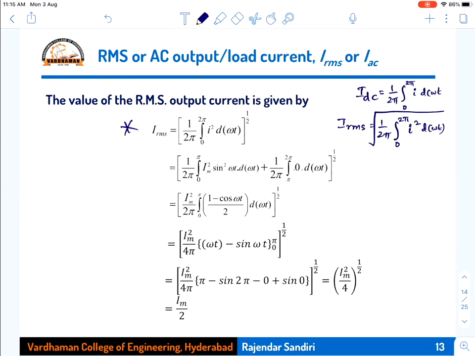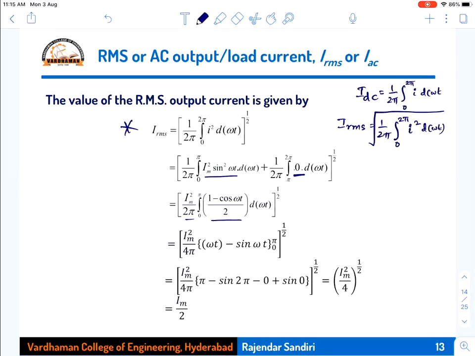I is equal to Im sin omega t from 0 to pi. So from 0 to pi, I is equal to Im sin omega t, but its square is there, therefore Im square sin square omega t. Whereas from pi to 2 pi, the value of I is equal to 0, so I square will also be 0, and the second term will be 0. For the first term, taking Im square outside, we have Im square by 2 pi integral 0 to pi of sin square omega t, which can be written as 1 minus cos 2 omega t by 2 into d of omega t, whole power of 1 by 2.